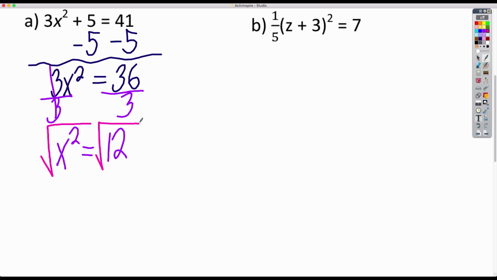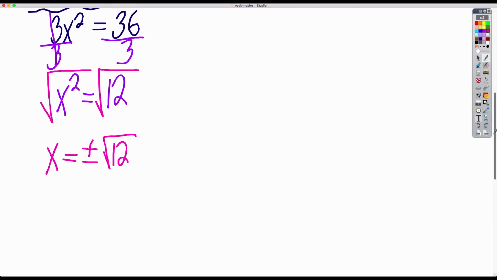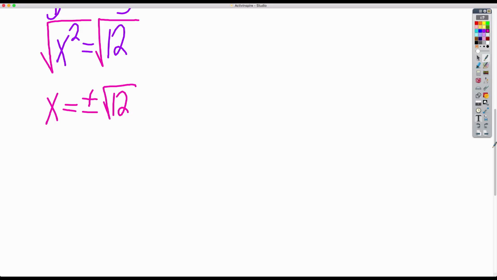Okay, thank you. So, here's where you need to be careful, because what we just did was we are taking the square root of x squared, which is x, but now we get two solutions. It's plus or minus square root of 12. But now we know that we don't write square root of 12.